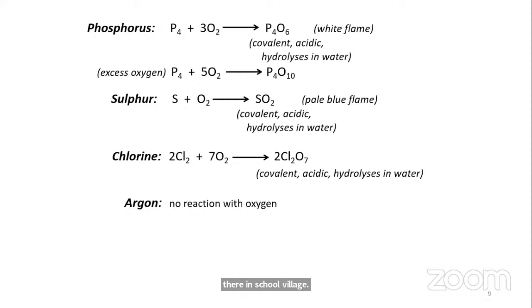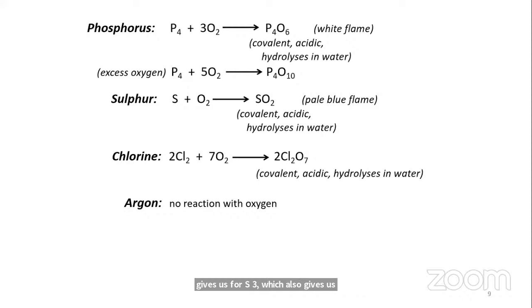Phosphorus reacts with oxygen and gives us two oxides. Phosphorus 3 oxide, P4O6, has a white flame. This is covalent, acidic, and also hydrolyzes in water to give us phosphorous acid, the phosphorus 3 acid. And in an excess of oxygen, it reacts to give us phosphorus 5 oxide, which was trivially called phosphorus pentoxide. So in this case, we see that phosphorus exhibits variable oxidation state. It gives us phosphorus 3. It also gives us phosphorus 5.